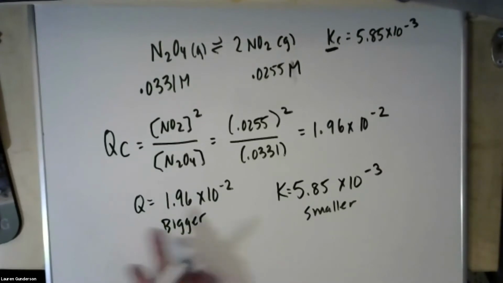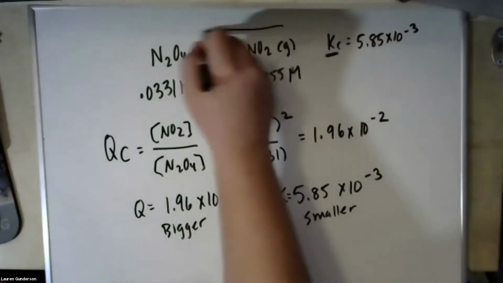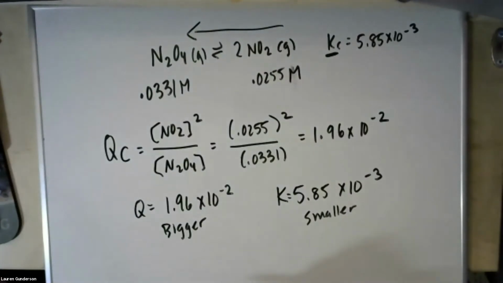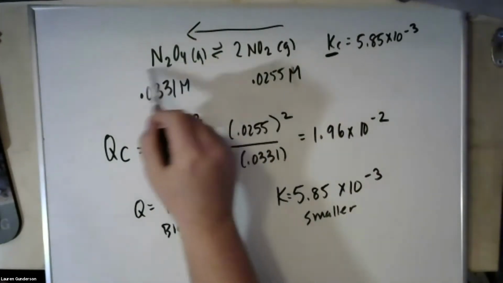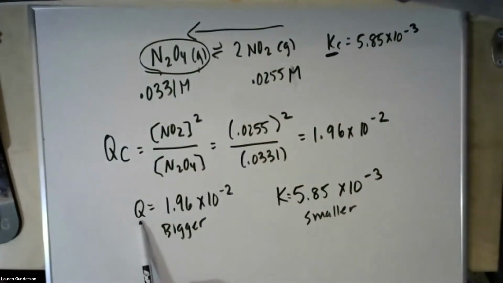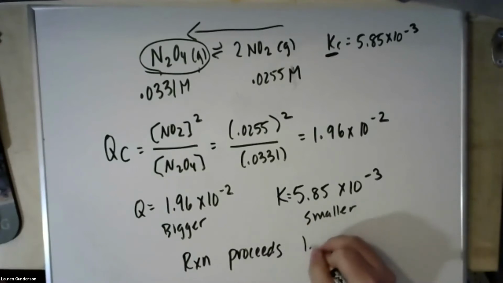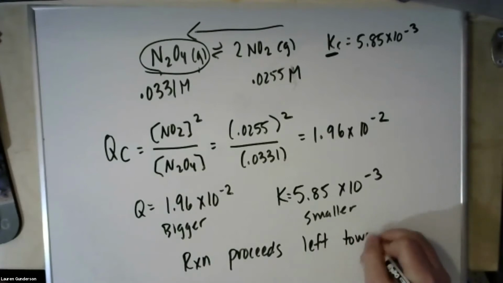When the Q value is too large, the reaction itself is going to shift to the left and try to produce or create more of this reactant. And as it creates more reactant, this Q value will get smaller and it will eventually be the same value as the K value. And that's what it wants. So in this case, the reaction proceeds left towards the reactants.